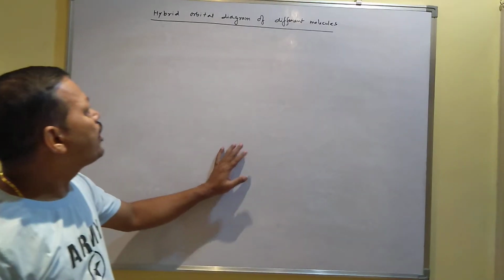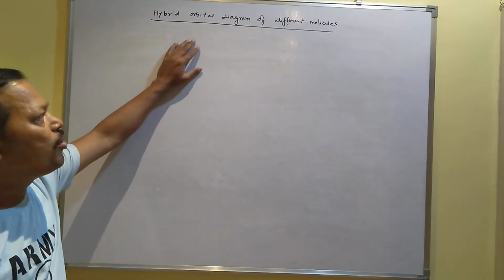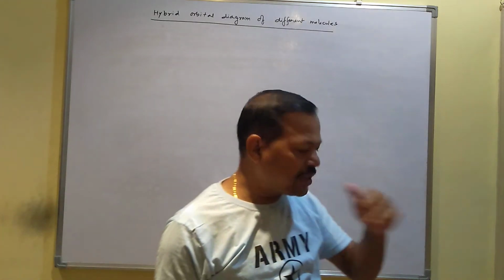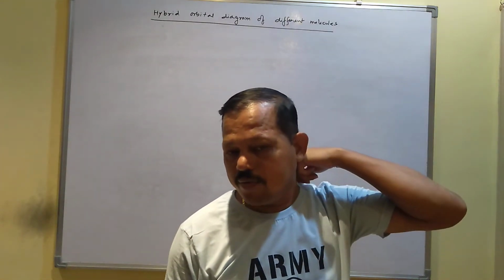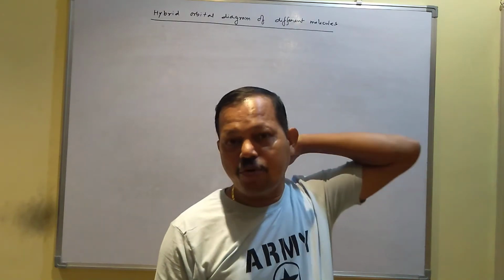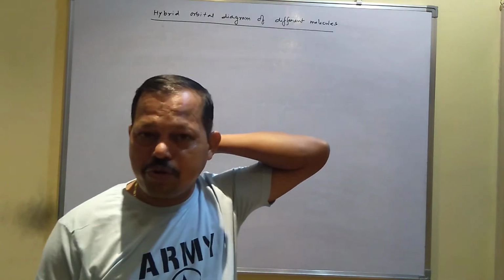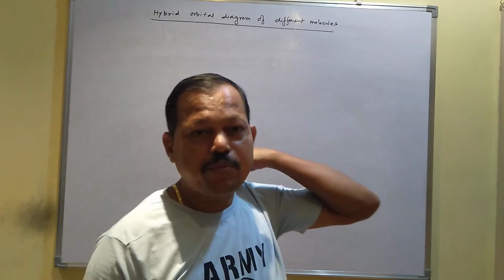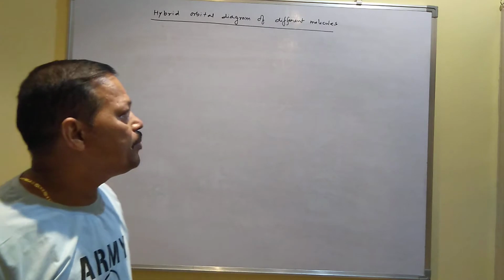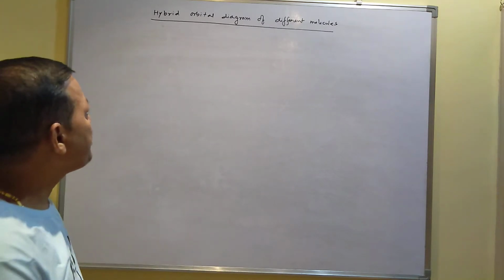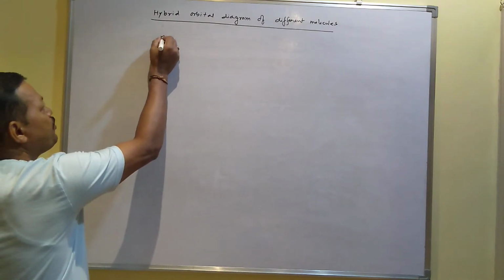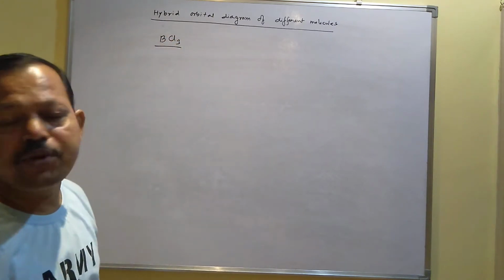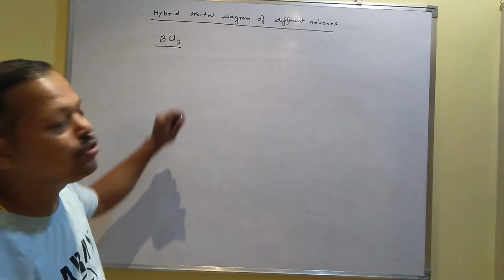Okay, now I'll show you hybrid orbital diagrams of different molecules. We have already done the hybridization concept, and I have drawn some hybrid orbital diagrams for carbon compounds: ethane, methane, ethene, ethyne. But if some other compound is given, suppose the question gives BCl3, boron trichloride, and you have to draw the hybrid orbital diagram, how do you draw it?